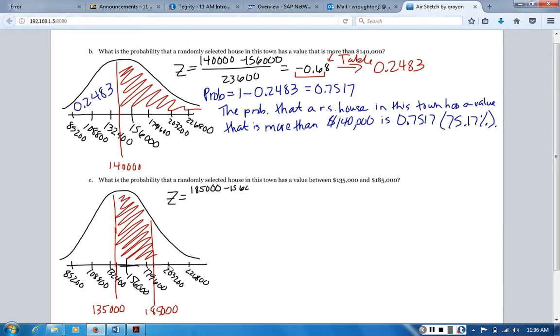Same mean, same standard deviation, and we get 1.23, which is between the 1 and 2, like I knew it should be. Doing the same thing with my 135,000. I get negative 0.89. So now we're going to take both of these numbers to the table and see what we get.